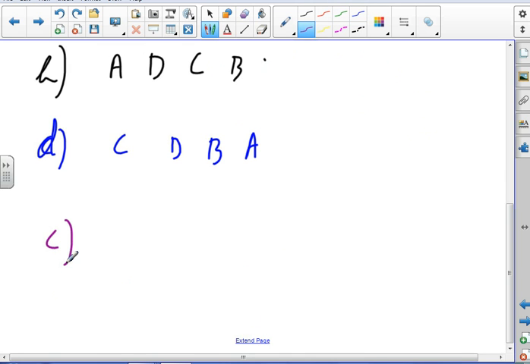C. Nearest neighbor tour starting with B. Okay, I'm at B. I'm going to go to D, and then I'm going to go to C, and then I'm going to go to A. All right. That better? All right. And that was 29. Looking at 35.